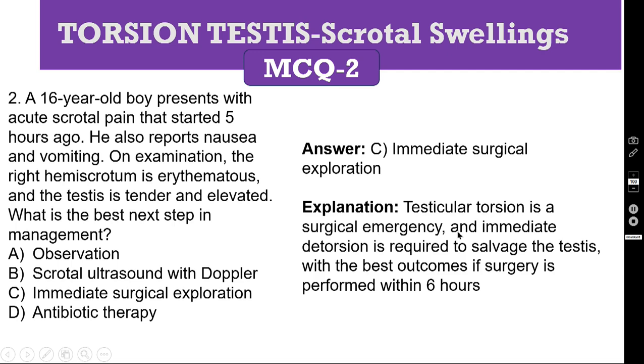Testicular torsion is a surgical emergency and immediate detorsion is required to salvage the testis, with the best outcomes if surgery is performed within 6 hours. Almost 100% of the testis you can salvage. But if it is delayed, if you are operating 1 day after the onset of the symptoms, only 20% of the testis you can salvage. Okay, that is the importance.